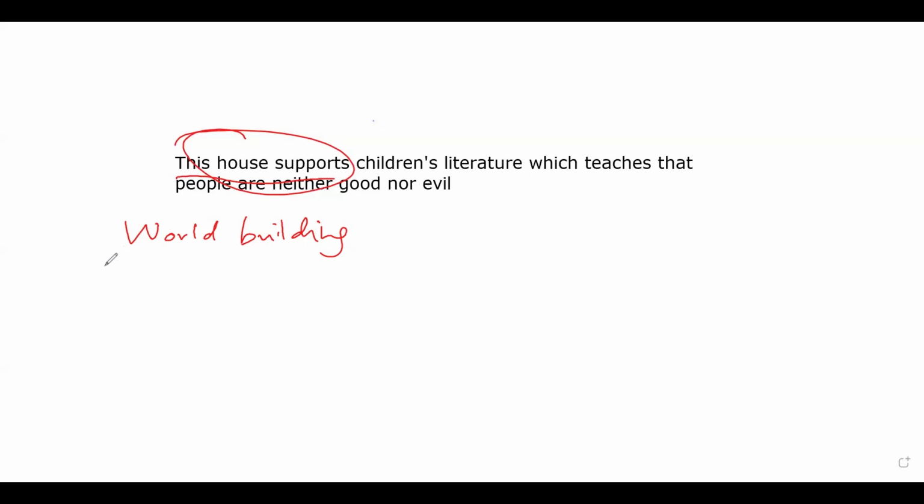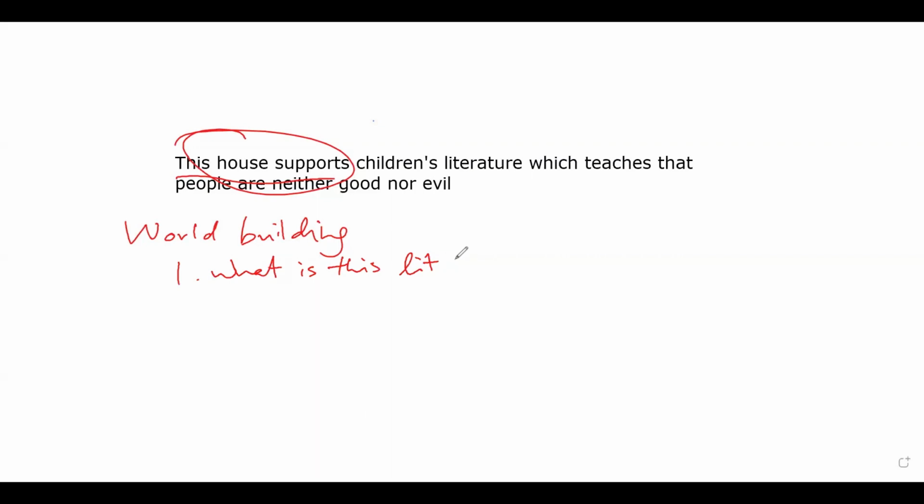So, what are the things that you might want to include in this world building? I think the first thing is what this literature looks like. What is this literature? Just put lit for short. What is this literature like? I think there are a couple of things that you can say, and this probably applies to both proposition and opposition, although this would also depend on the kinds of arguments that you want to run.